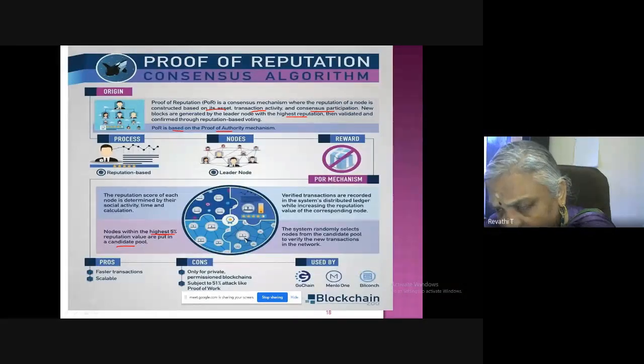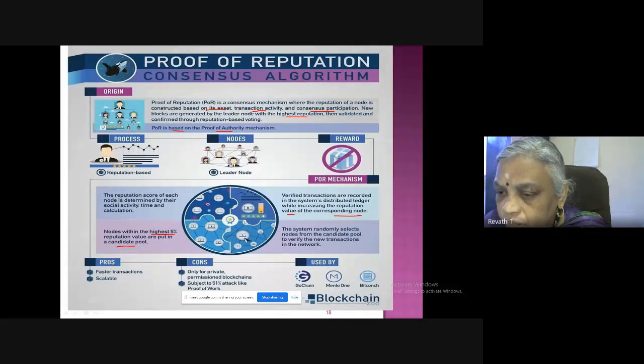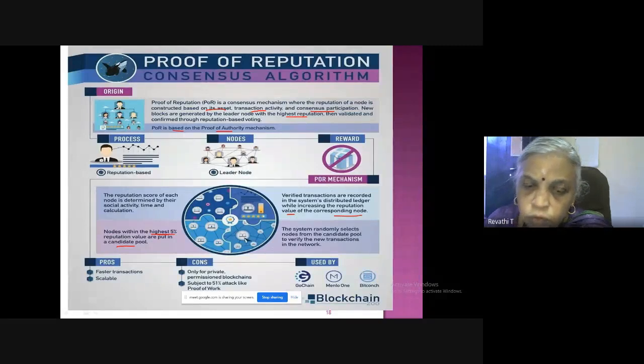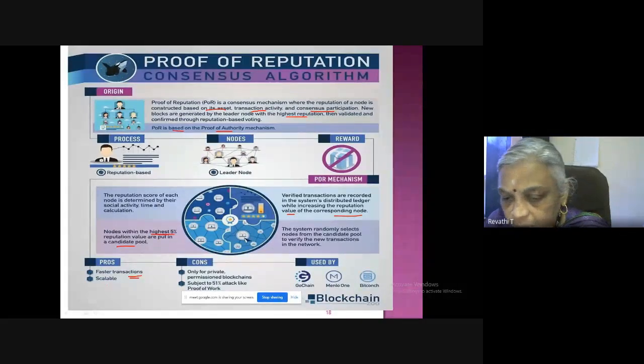Once a transaction is verified, it will be put in their ledger, and at the same time the reputation value also increases for that particular node. So here the nodes are randomly selected, and for verifying, other nodes can be selected, and they can vote and verify. Since it's based on reputation, the transactions will be faster, and scalability is also more. And the main issue here is that we can use it only for private and permissioned blockchains. Right? So here also a 51% attack issue will be there, like proof of work.